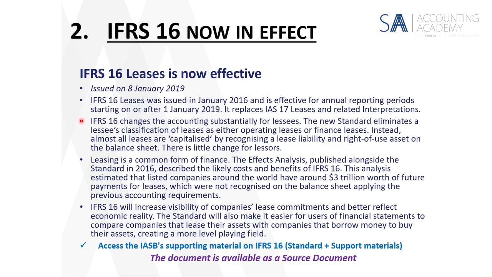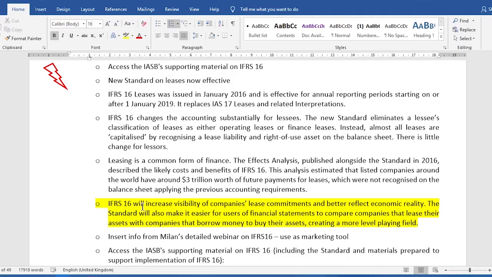So in the first year we might have non-comparability because it's the first year that you apply the new IFRS 16. On the last bullet point, it just says the IFRS 16 will increase the visibility of companies' lease commitments and also better reflect economic reality. It does make it easier for users to compare companies that lease their assets with companies that borrow money to buy their assets. So it's all about providing information to the user of the financial statements so that they can make their economic decisions.